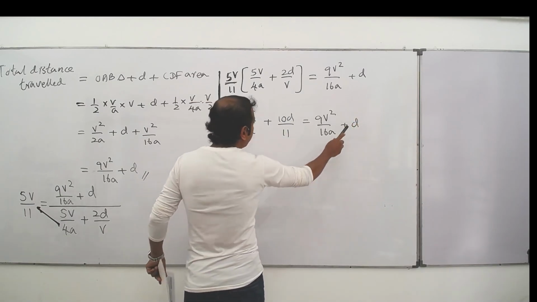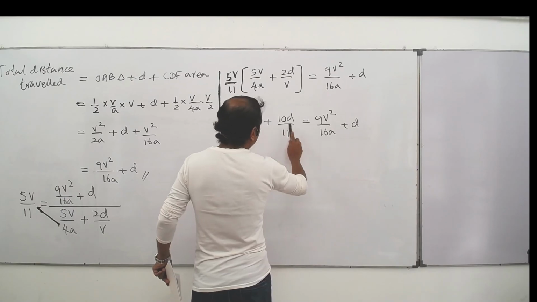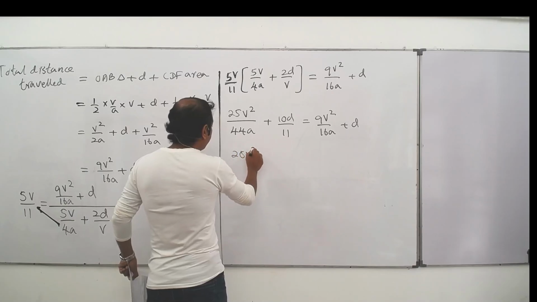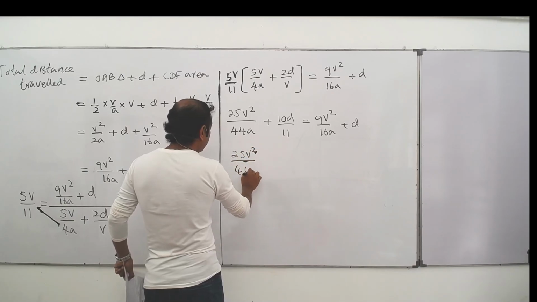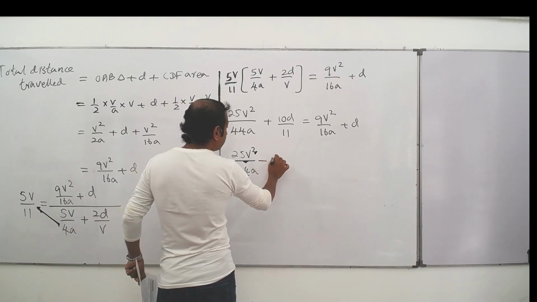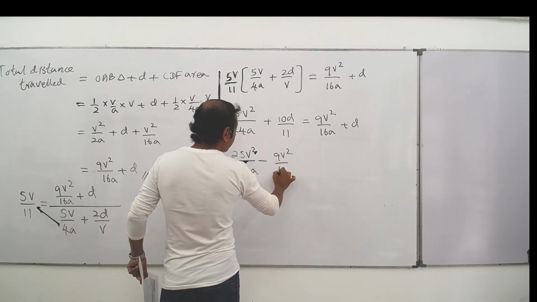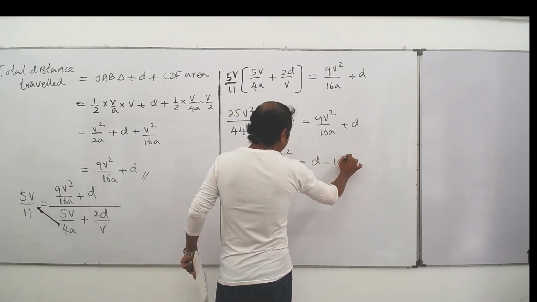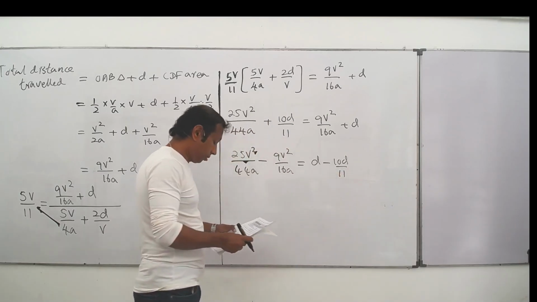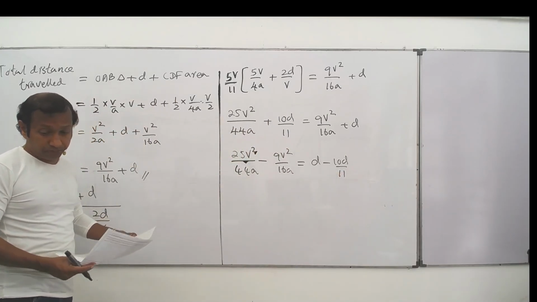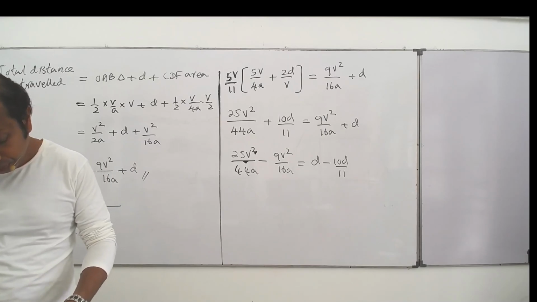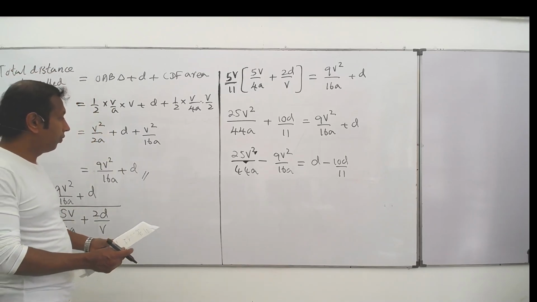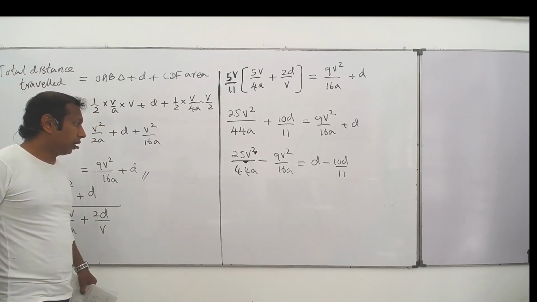Okay, now we'll bring this to this side. This to this side and this to this side, no? Right. 25V squared over 44A minus 9V squared over 16A equals D minus 10D upon 11. Right. Okay, then by simplifying this, you can take the answer.